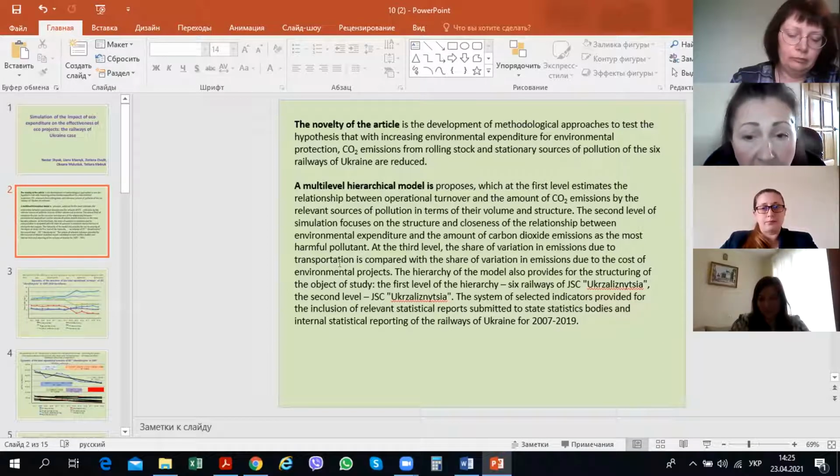The hierarchy of the model also provides for the structuring of the object of study. The first level of the hierarchy is the six railways of joint stock company Ukrzaliznytsia. The second level is joint stock company Ukrzaliznytsia as a whole. The system of selected indicators provided for the inclusion of the relevant statistical reports submitted to state statistics bodies and internal statistical reporting of the railways of Ukraine.